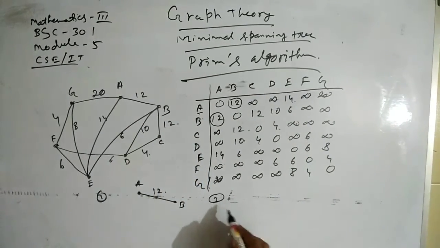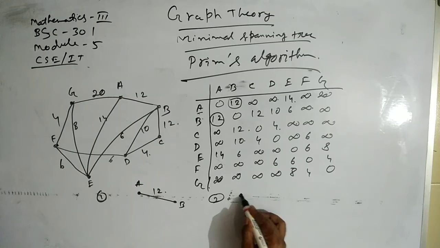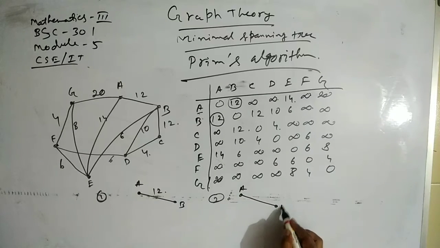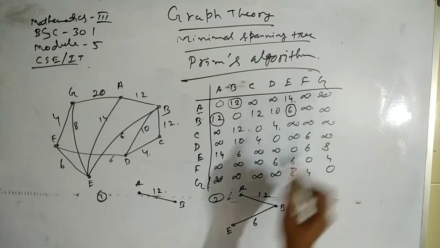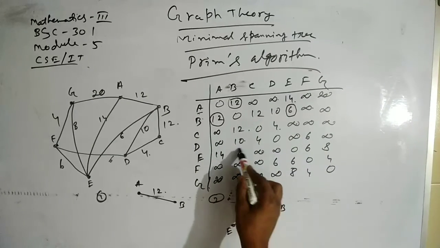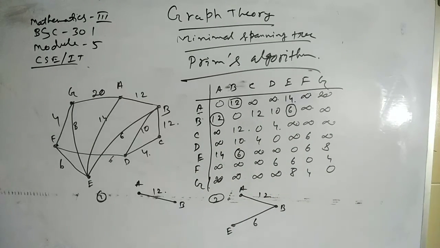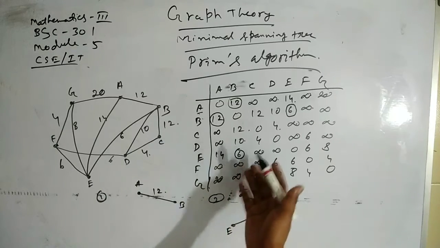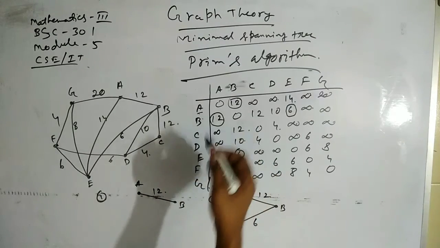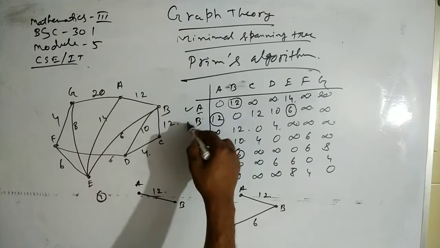Step number 2: this is AB 12 and B to E weight is 6. So this edge, B to E, meaning E to B, has been drawn. So we got one new vertex. Now we have three vertices: A, B and E.